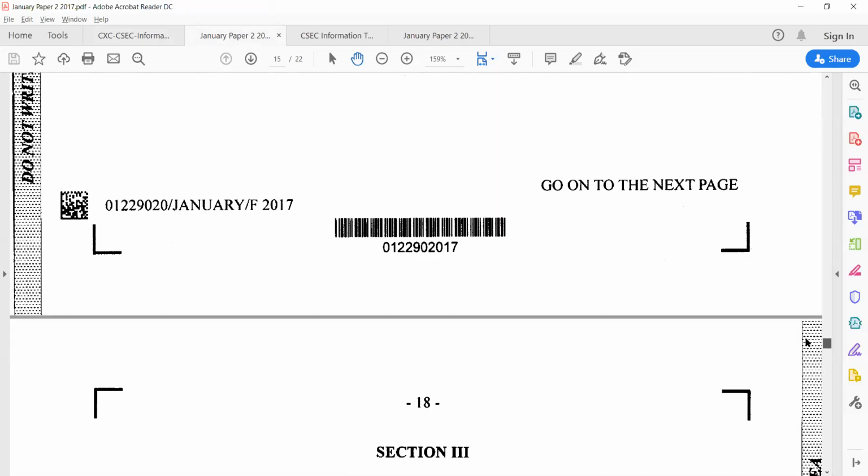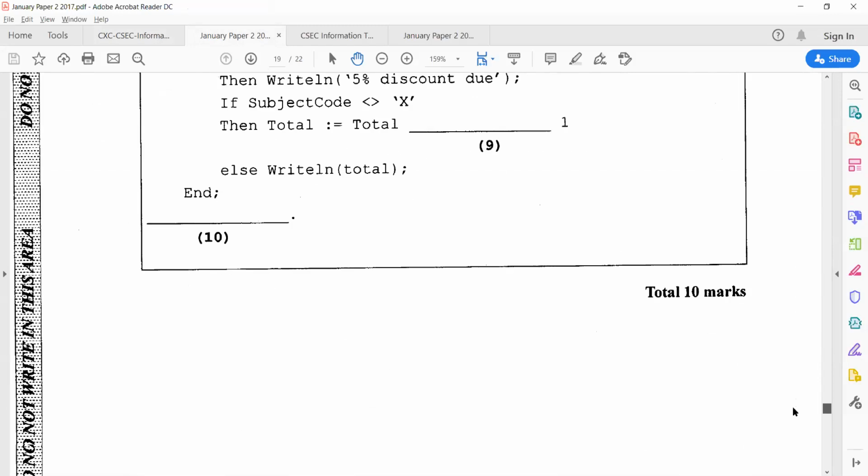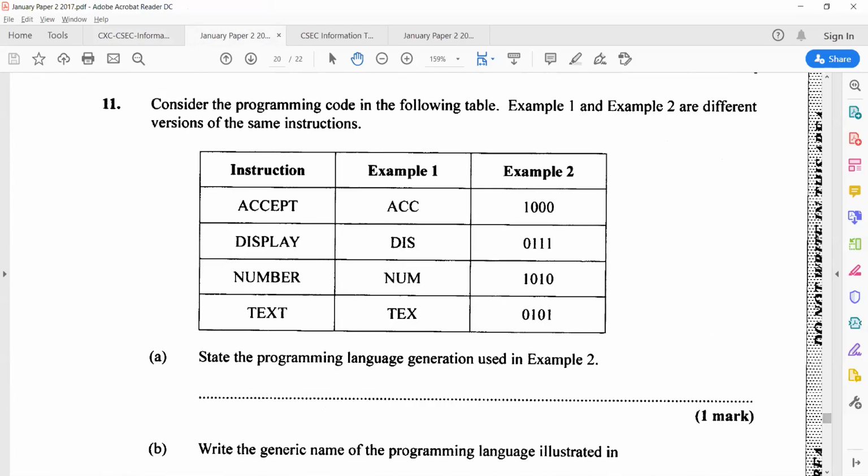You're supposed to do number 11 in the paper too, right? So first thing, consider the program. Yeah, Musa. The answer in this in class right now, right? Yes, yeah. Okay. All right. So you're supposed to look at the table below with the programming code. And the first part of the question: state the programming generation language used in example 2.